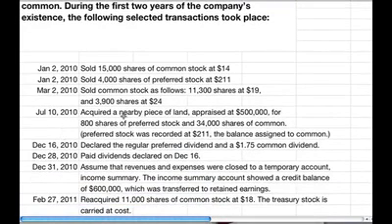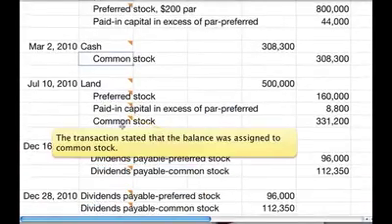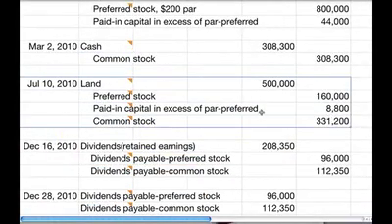On July 10th, we acquired a nearby piece of land that was appraised at $500,000. We acquired it for 800 shares of preferred stock and 34,000 shares of common stock. Now, we need to keep in mind the preferred stock was recorded at $211 per share, and the balance is going to be assigned to common stock. That's these transactions right here.